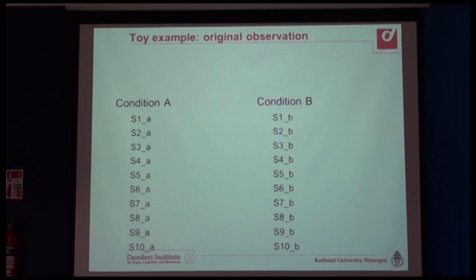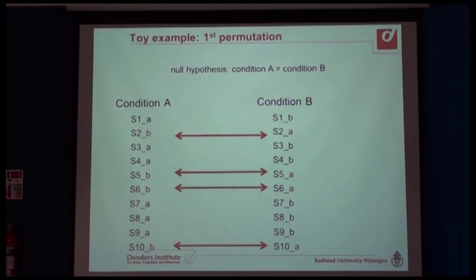So, a toy example. Let's say we have observed 10 different subjects in a condition A and a condition B. For each of them, we have an event-related potential or a time frequency distribution. And what we do is we randomly shuffle. Under the null hypothesis, the conditions are the same. So that means that under the null hypothesis, I can shuffle the data over the two conditions.